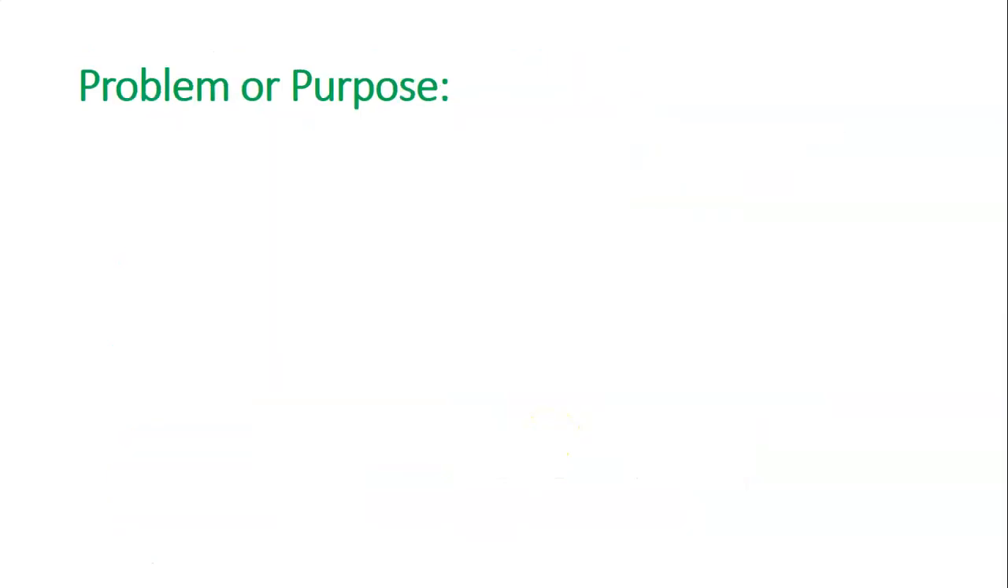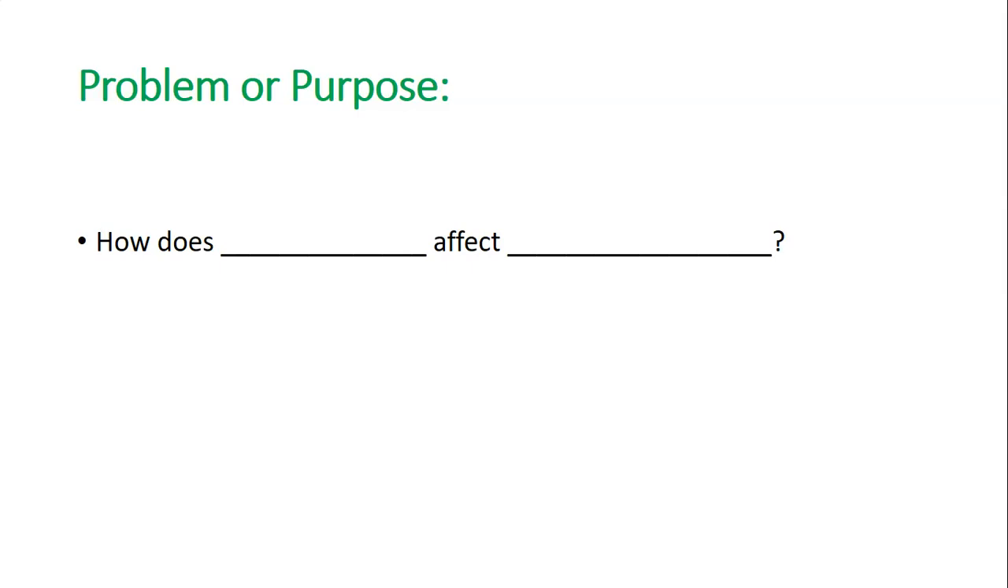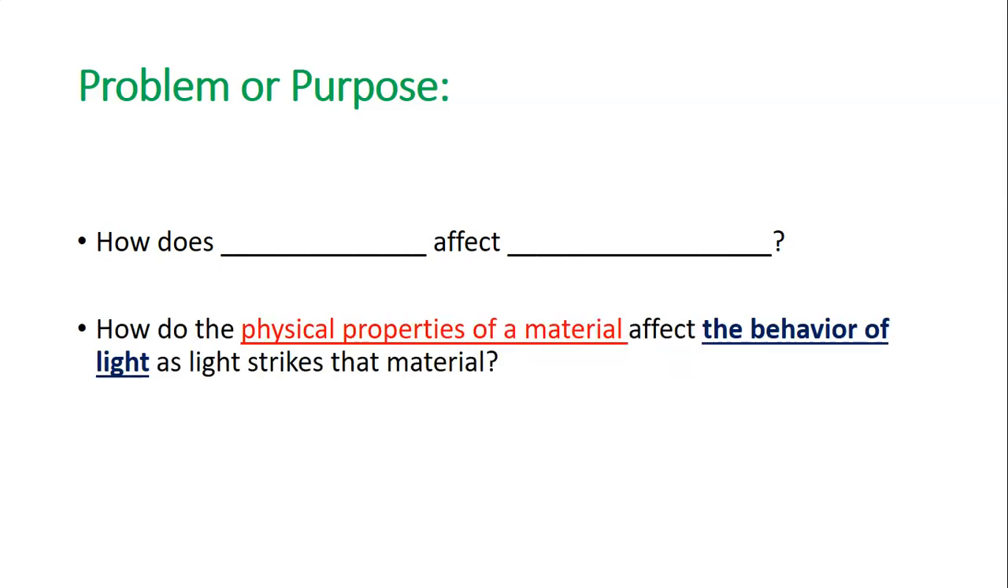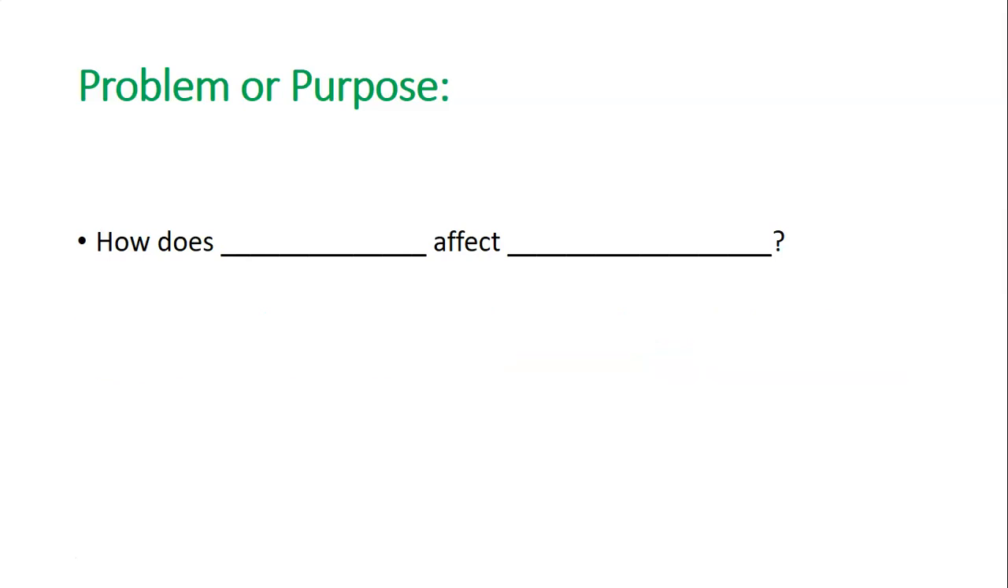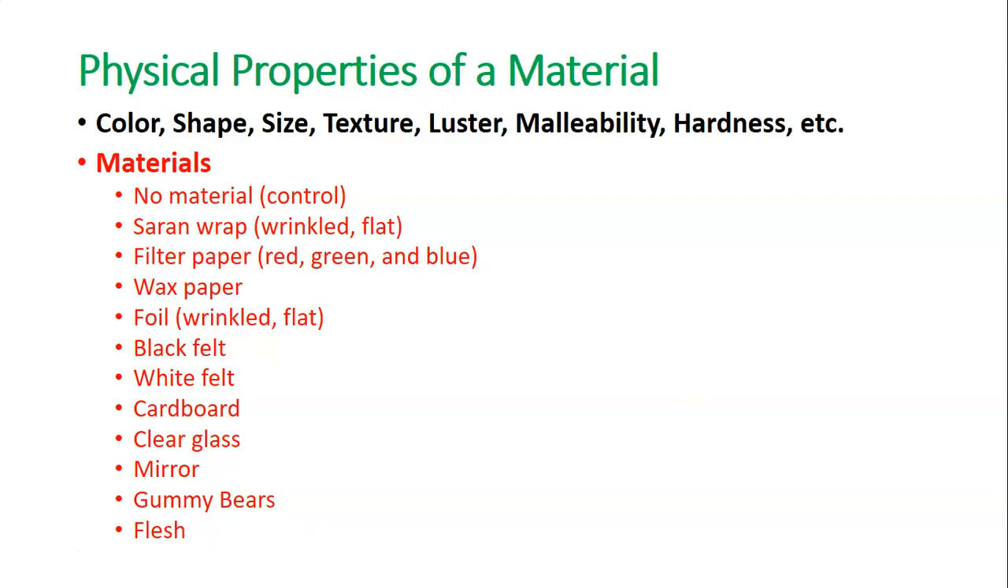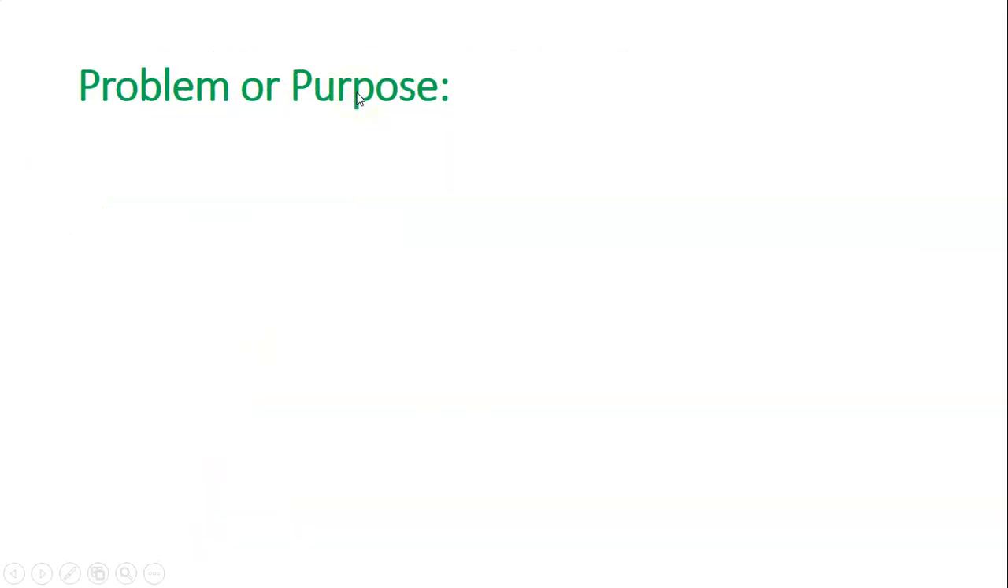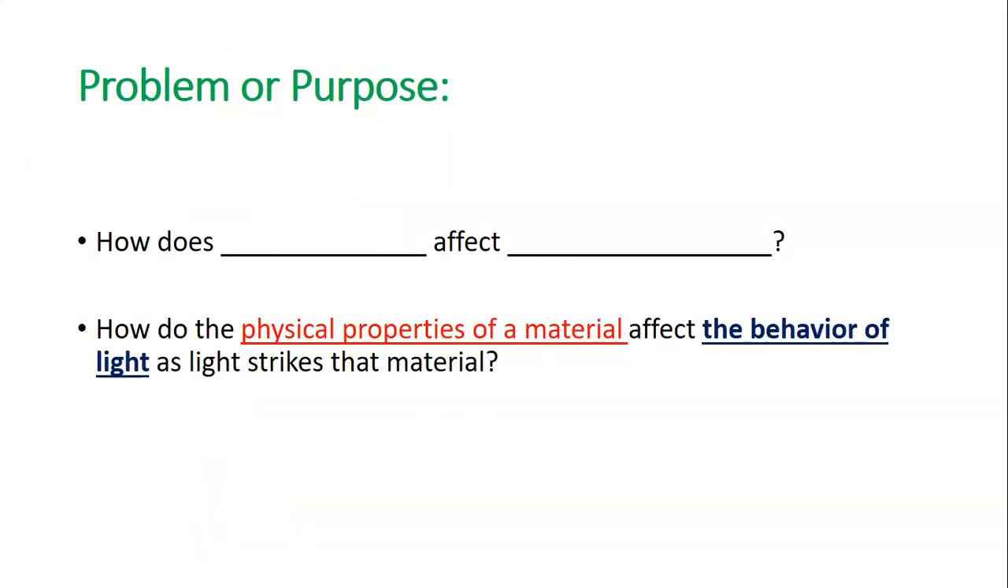So ultimately, if we go back to how does blank affect blank, how does the independent variable affect the dependent variable? It should be you're changing the material. When you change the material, you're changing the physical properties of the material. So what you're saying is, how do the physical properties of a material affect the way light behaves when light strikes that material? So then we have to say, well, what is the behavior of light? You learned that last lesson. The behavior of light is absorb, reflect, or transmit.